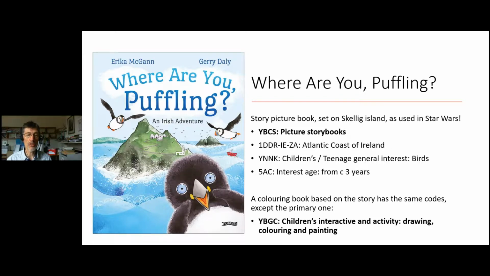You see there 1DD or IE, so that's an Irish code, and then ZA, because the booksellers who will sell this book are spread all along the west coast, and we didn't want to put people off in Galway or Donegal by explicitly labeling Kerry. So that's why we've gone with the Atlantic coast of Ireland there. And then there is a Y code that relates to birds, because obviously birds are our primary characters here. And then we've got 5AC as the interest range, because it's a young picture book from age 3.